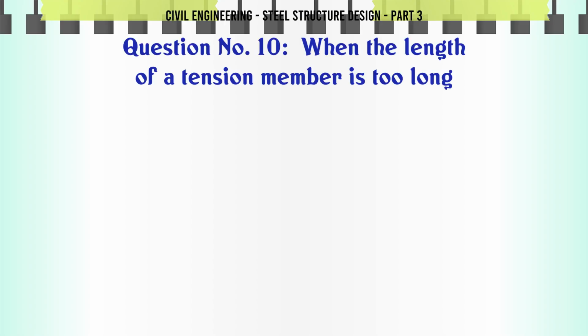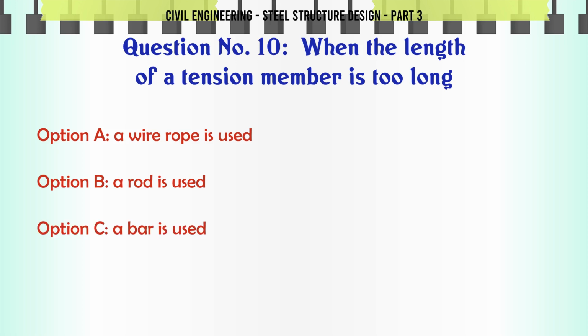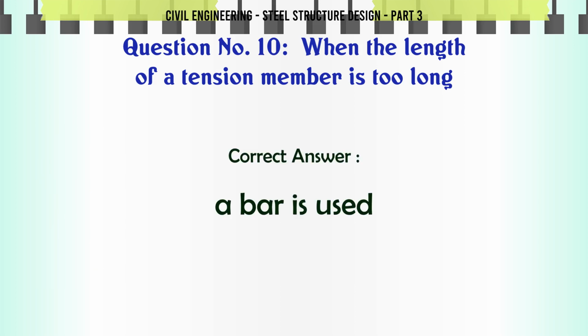When the length of a tension member is too long: A, a wire rope is used; B, a rod is used; C, a bar is used; D, a single angle is used. The correct answer is a bar is used.